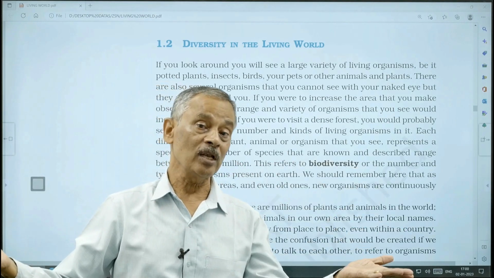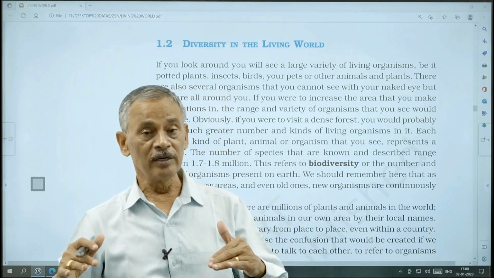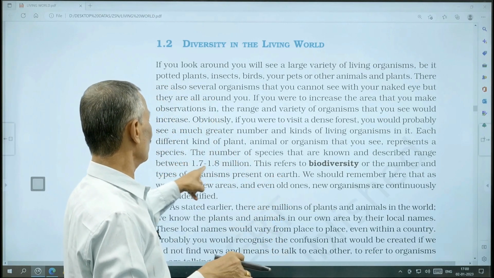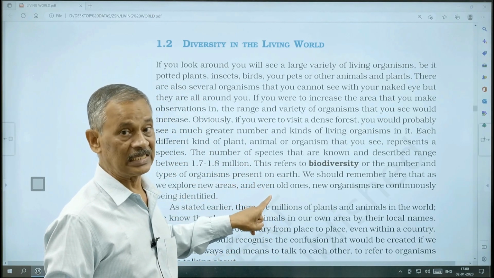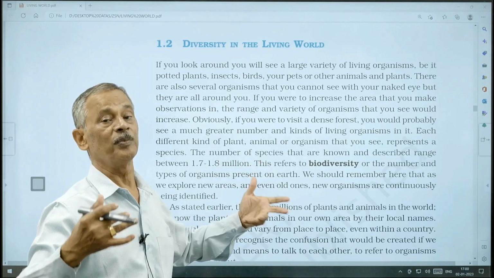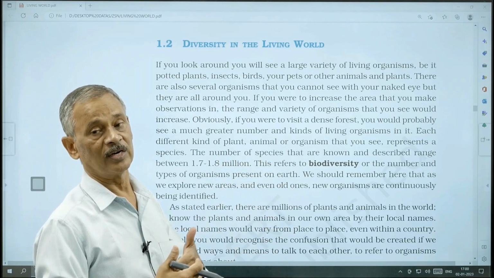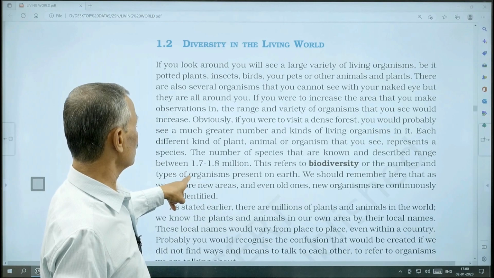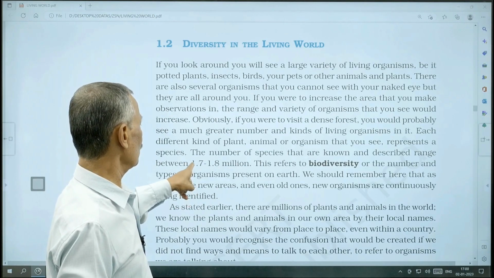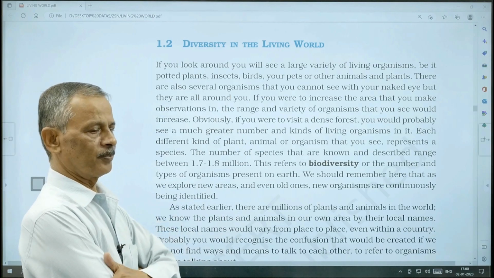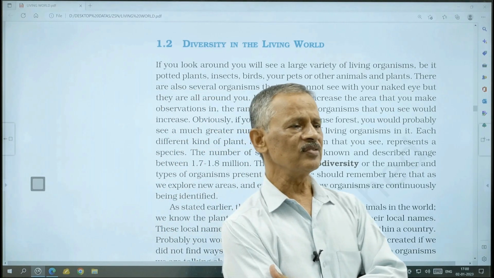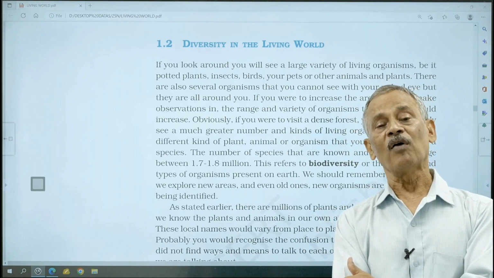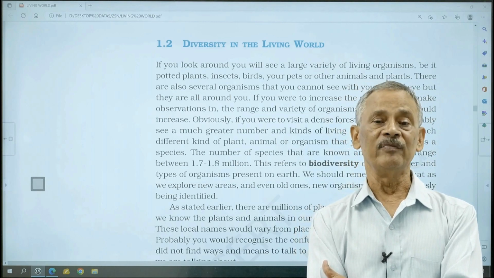So, what is the total number of living things in this world? It is always higher than 1.7 to 1.8 million. We cannot say what exactly, because we don't know what exactly is remaining to be discovered and studied. So, simply we can say that the total number of living things in the world will be higher than that of 1.7 to 1.8 million. Is it possible to study all these living things? No. But as biologists, we want to study about all living things also.